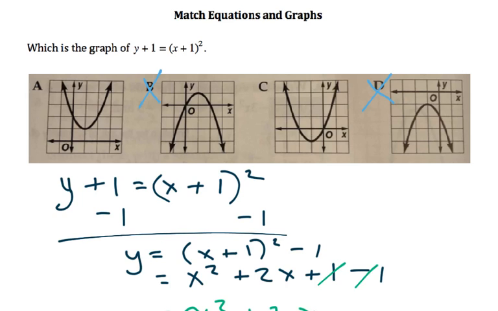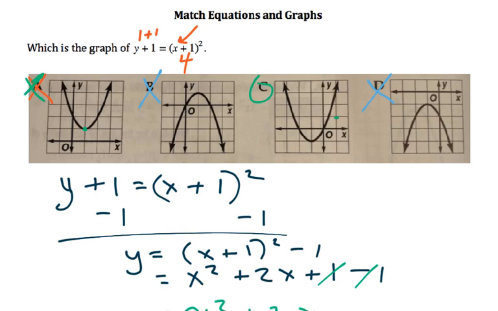Now the other deal, too, is you could just be like, well, it looks like this has a value of 1, 1, and then this does not. So let's say I plug 1 in here. 1 plus 1 is 2, squared is 4. And then 1 plus 1 over here would be 2, and it looks to me like 1, 1 would not be on my graph. So maybe I just use logic that way.